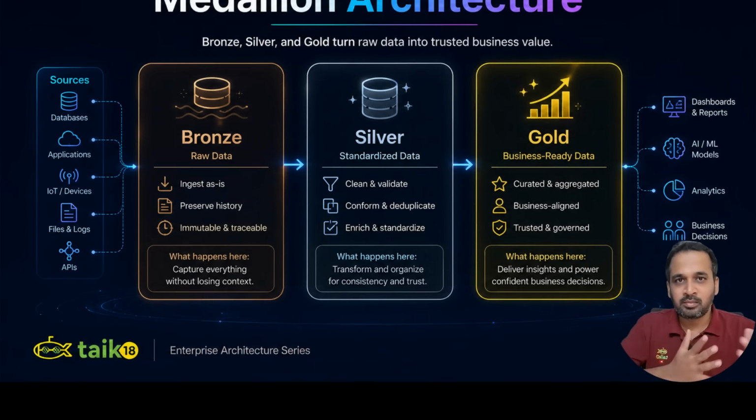Before we talk about bronze, silver and gold, let us understand why layers are needed. When data comes from source systems, it is not always ready for business use. ERP data may have technical codes, CRM data may have duplicates, files may have missing values, API data may have nested JSON, IoT data may have continuous event noise. If we directly use this raw data for reporting, business users may see wrong or confusing numbers.